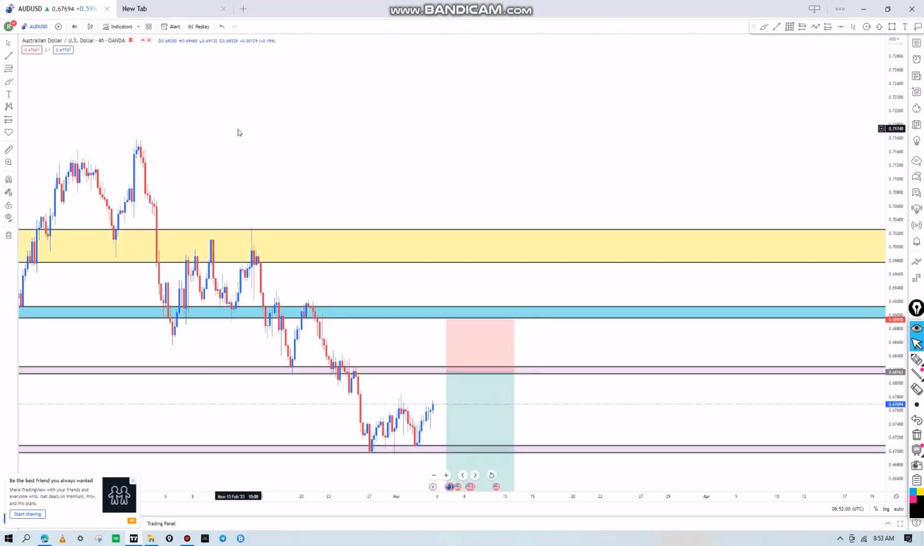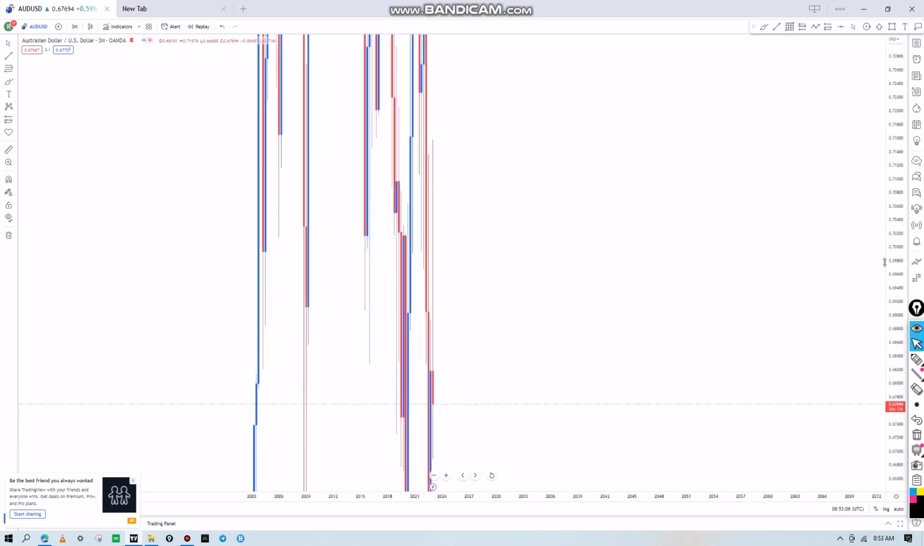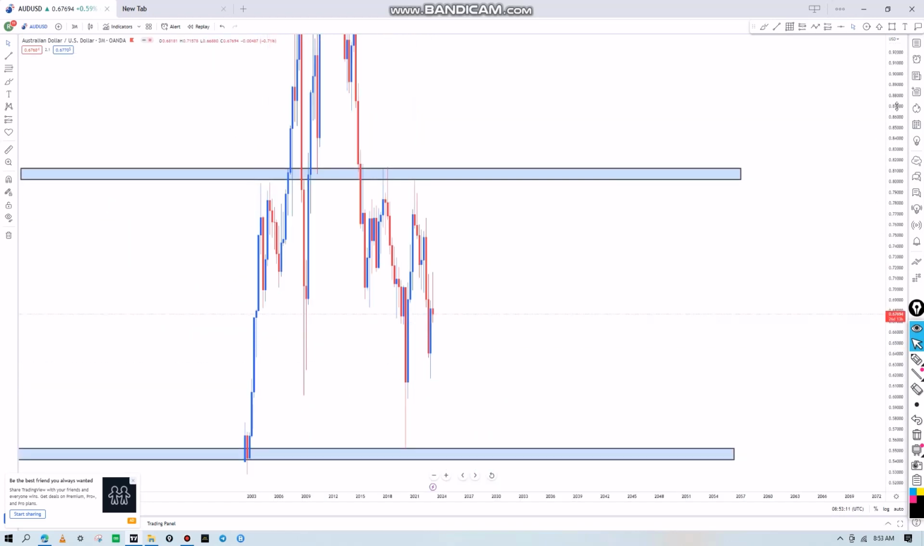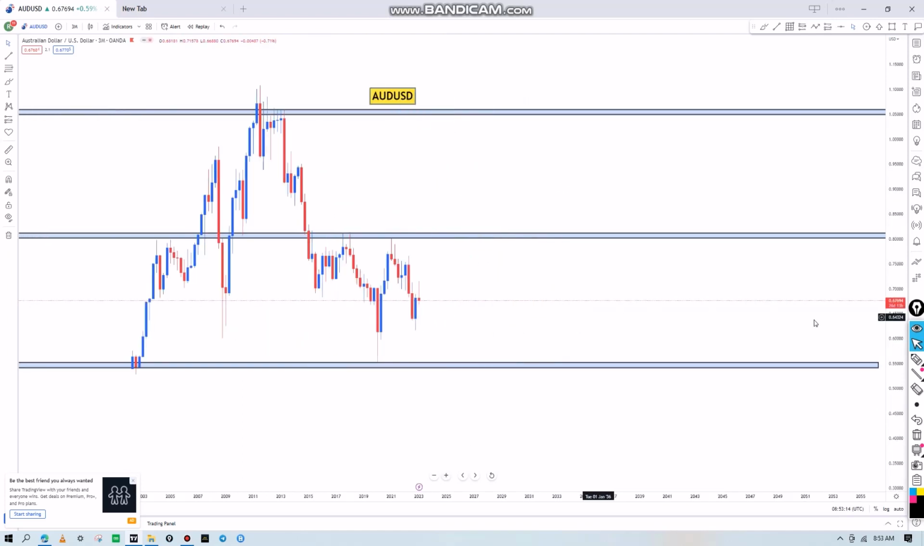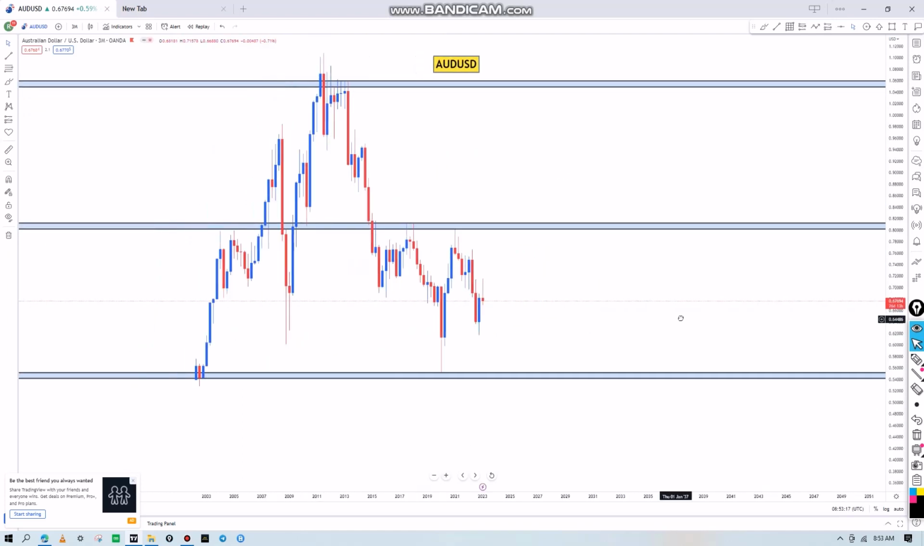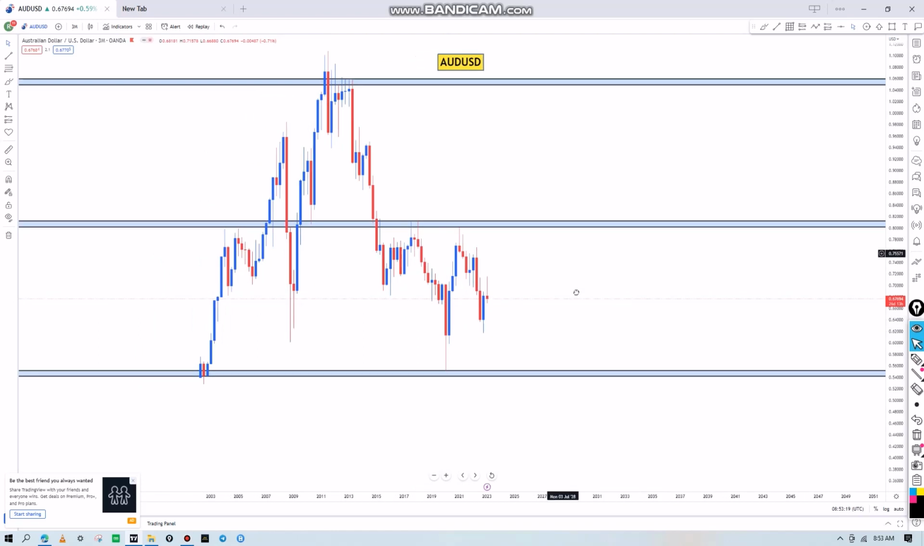So AUD USD, let me start from the higher time frame as well. I'm switching quickly to a 3 months time frame where I'm going to begin my analysis. All right, so this is AUD USD on the 3 months time frame. Let's begin with it. On the 3 months time frame, let's talk about how the structure of this market is.